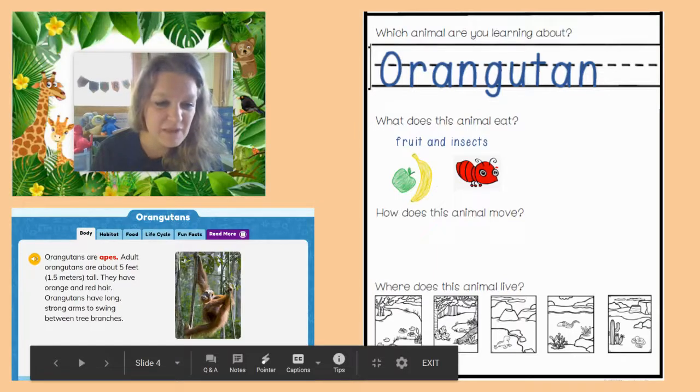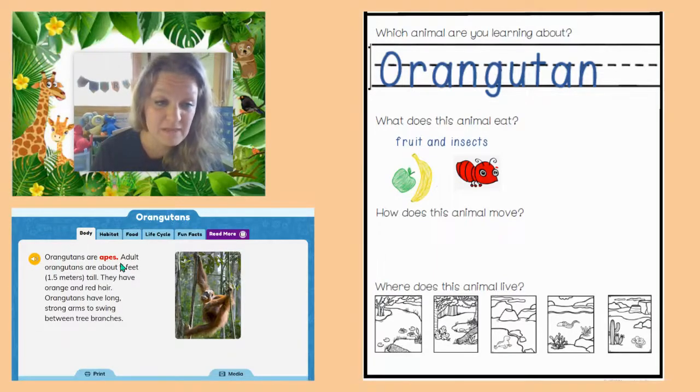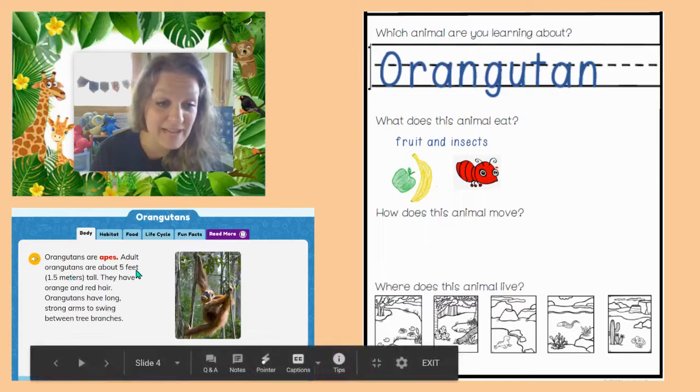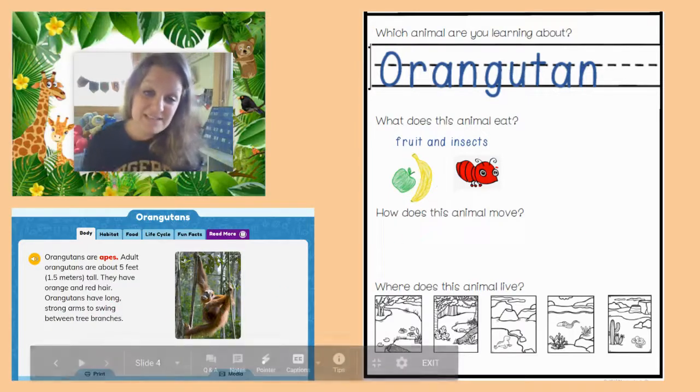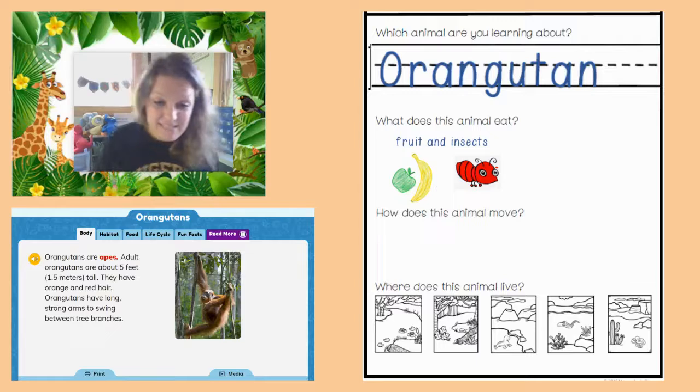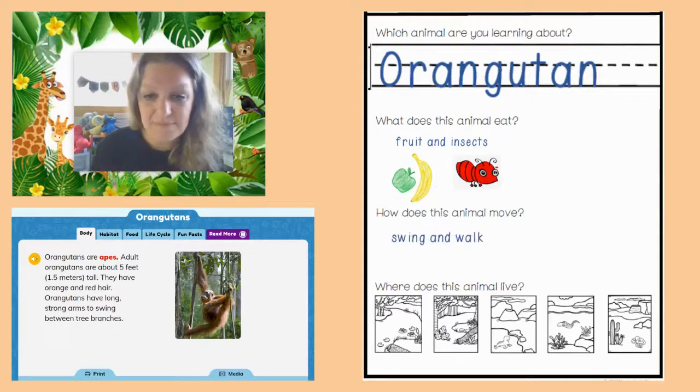Now it says orangutans are apes. Adult orangutans are about 5 feet tall. They have orange and red hair. Orangutans have long, strong arms to swing between tree branches. So there it tells me that orangutans move by swinging. I also know that orangutans can walk. So I'm going to write swing and walk.